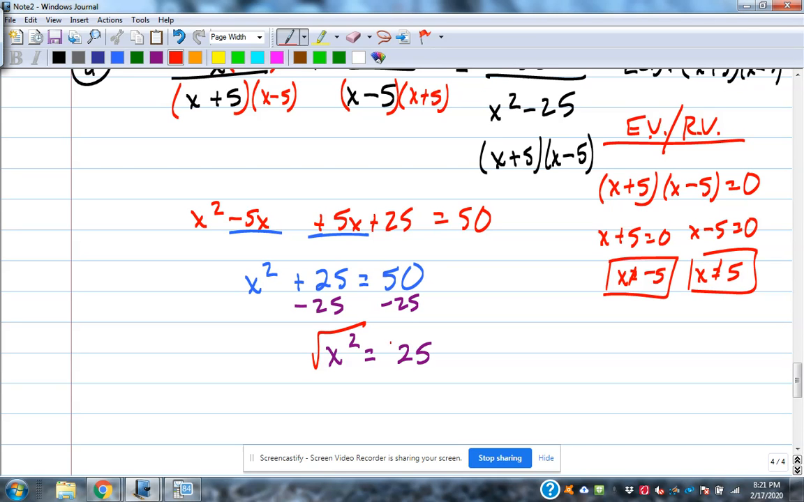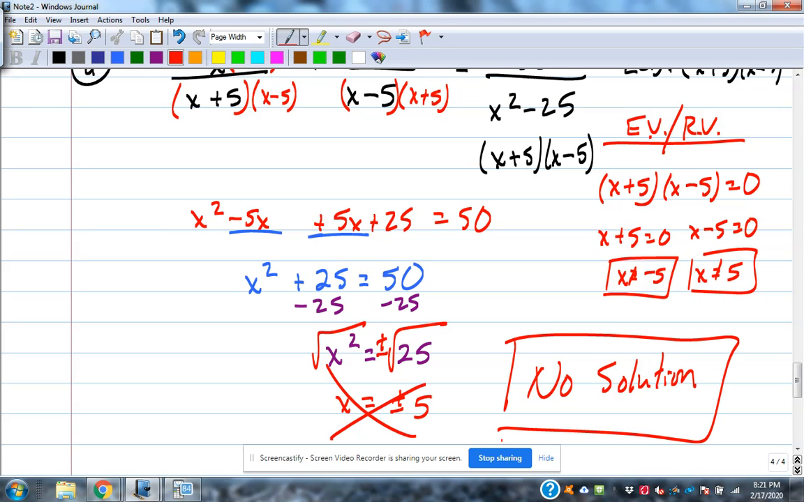So if I take the square root of both sides, the only thing that folks tend to forget when they do that is the plus or minus in front. That's the only thing that causes issues. So x equals plus or minus 5. But what were our restricted values? Negative 5 and positive 5. It ends up being both of those. So they both get thrown out so that this is no solution.